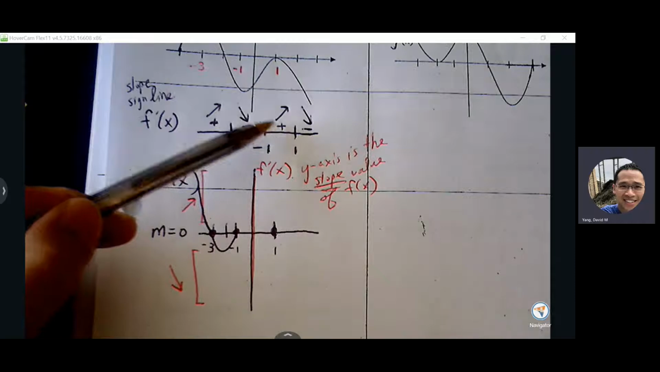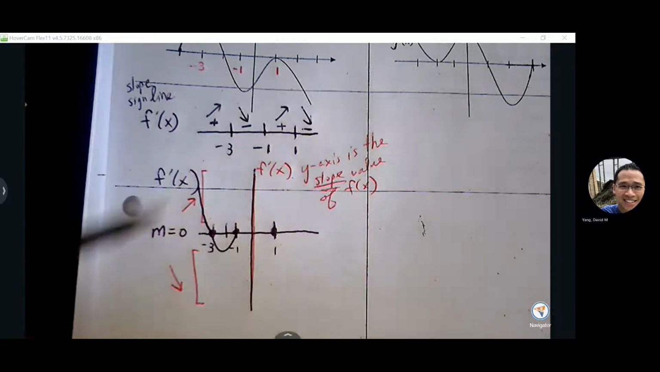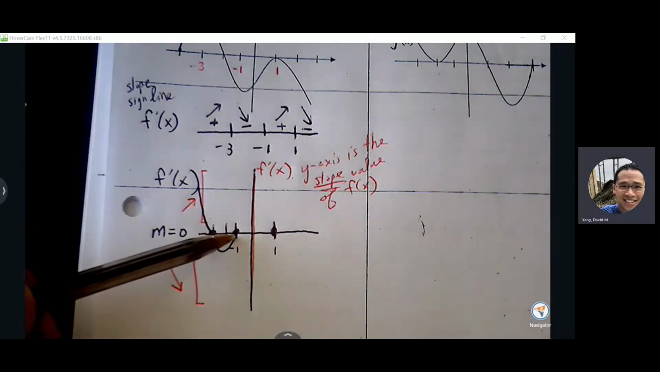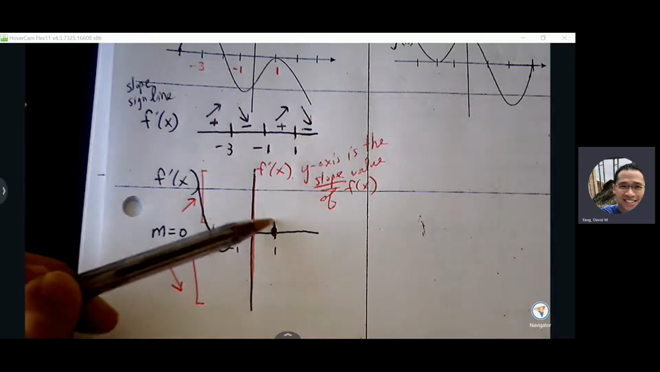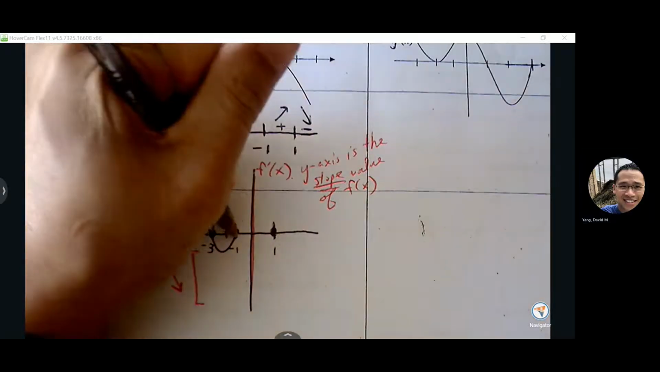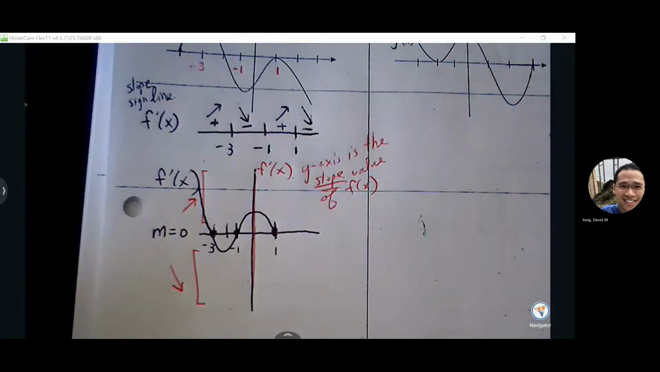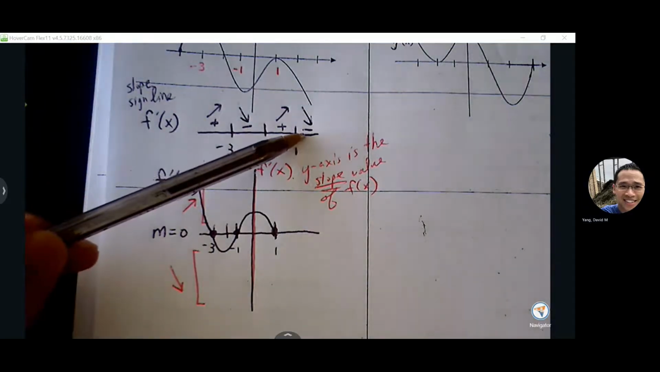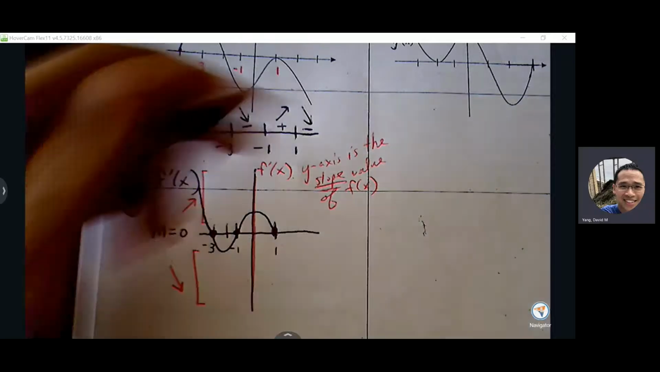All right, between -1 and 1, where do we want our graph to live? Above. Okay, so again, it's going to go up, come back down because there's a point there. And then to the right of 1, below. Okay, good.